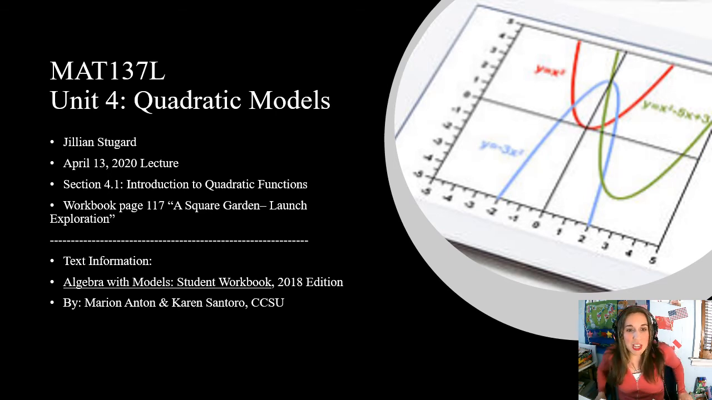I will be referencing our book, Algebra with Models, student workbook by Marion, Anton, and Karen Santoro. This is page 117 in my workbook. It might be a little different in your workbook, depending on what edition you have, but it is called a square garden. So we're going to be thinking about how to build a garden today. So let's get started.